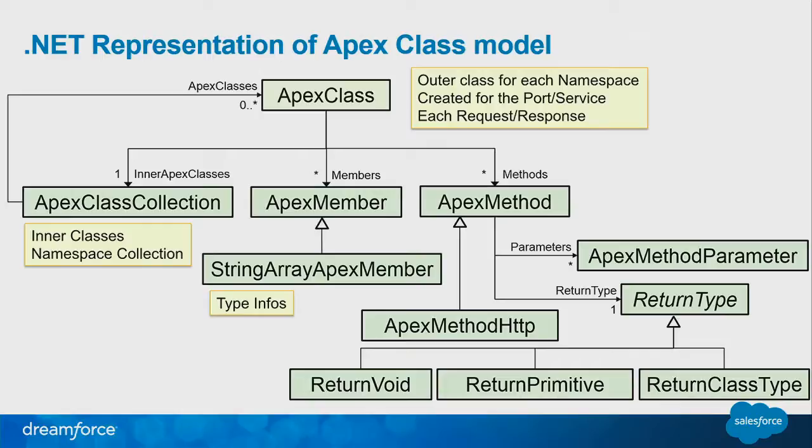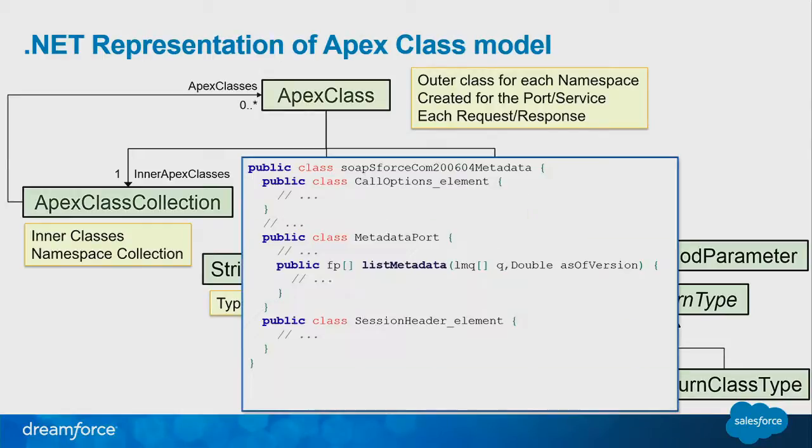The relationship between Apex classes and Apex class collections. At the top level, we have an Apex class collection, and that holds the Apex class that gets generated for each namespace. So from the Metadata API, we've generated a top-level Apex class to represent the namespace. And within that, we put all the Apex classes that go in that namespace. So that might be all your request and response objects, any headers. And in the case of the port that actually gets called, the port class and all the web methods go inside that as well.